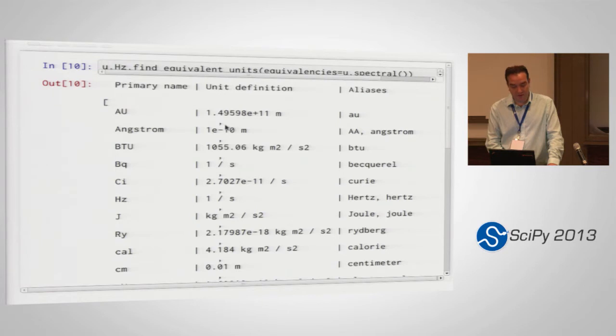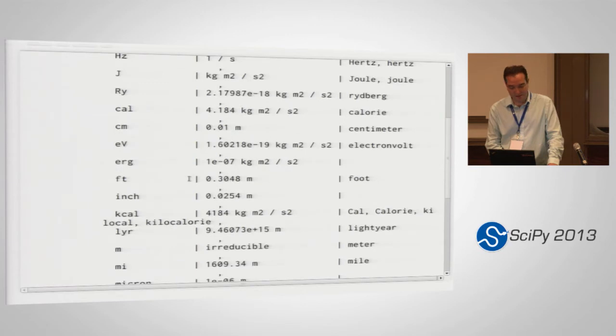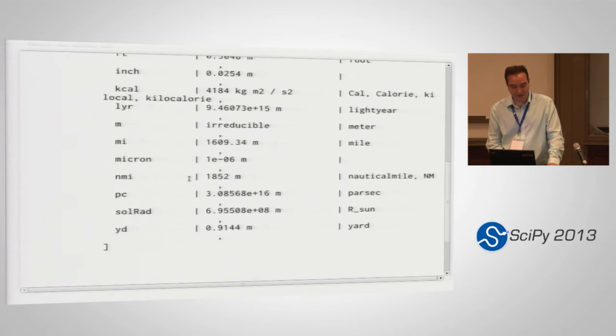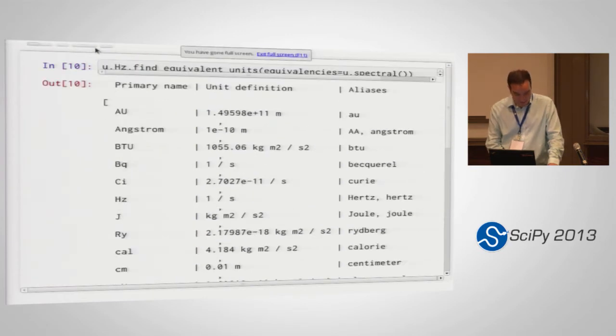And this equivalency stuff also works when you try and find equivalent units. So when you look at all the equivalent units of hertz, but you provide this equivalency, you get lengths, you get calories, all these things that it can convert to given that equivalency.